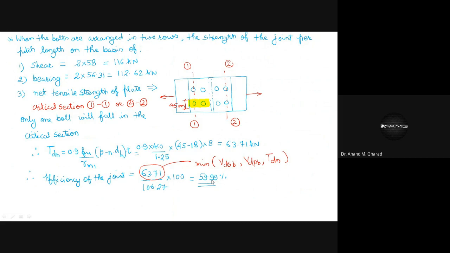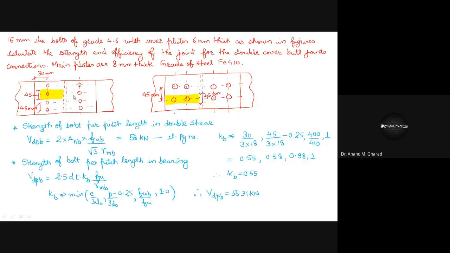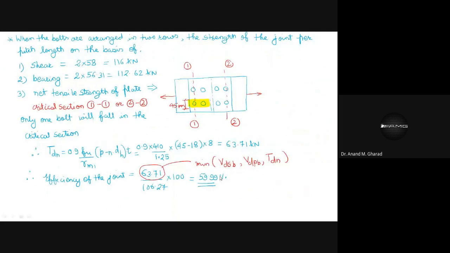Look, economy is one part, economical. Case number one won't be economical. Why? Because the length of the connection will increase. Secondly, the efficiency is comparatively less compared with the second connection. Fine. So, have you understood this thing? The critical section and all? Because we will be utilizing all this in our further study.